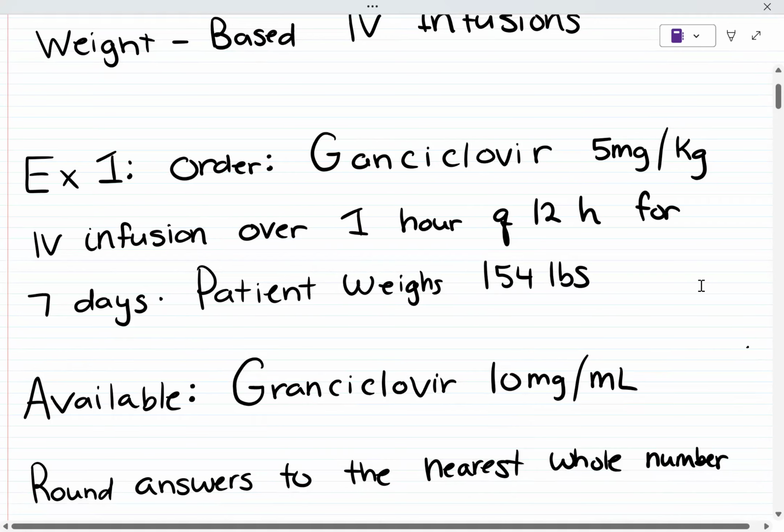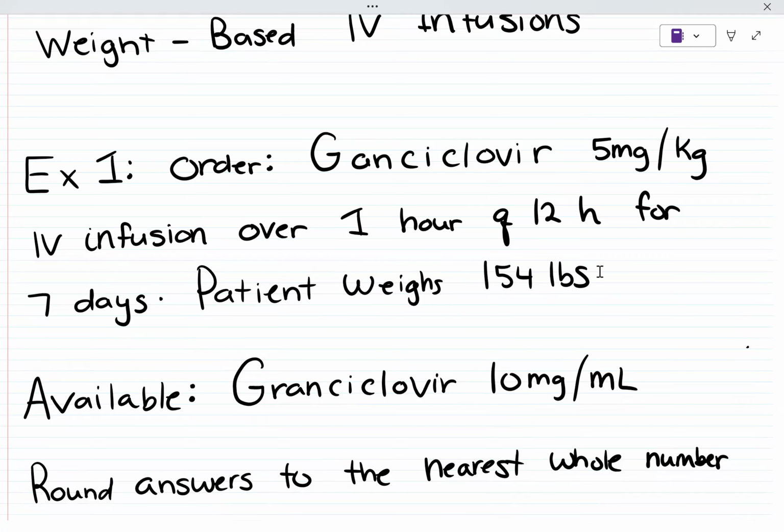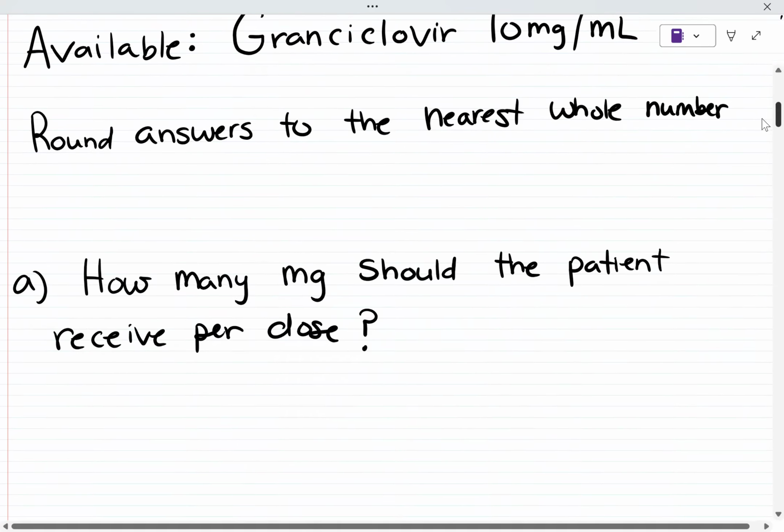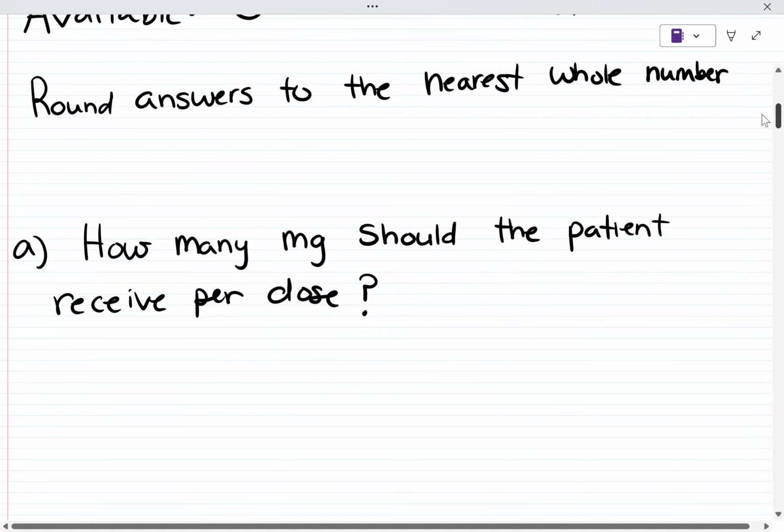And then there are several parts. So let me read the problem again. We have an order of ganciclovir 5 mg per kilogram, IV infusion over 1 hour every 12 hours for 7 days. The patient weighs 154 pounds, and our availability of ganciclovir is 10 milligrams per milliliter. We have to round each answer to the nearest whole number. So let's see what part A says. Part A says, how many milligrams should the patient receive per dose?